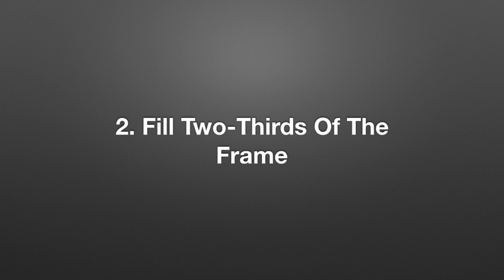Another tip is to fill 2/3 of the frame with your subject. This is just one way to use the photo composition technique known as the rule of thirds. The rule of thirds relates to where you place the subject or focal point in the frame. This principle tells us that instead of always placing your subject in the center of the frame, you can create a more natural balance by placing it off-center.